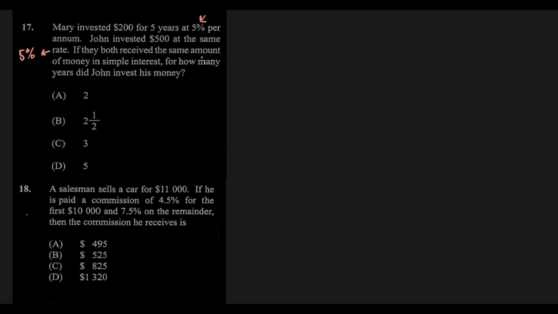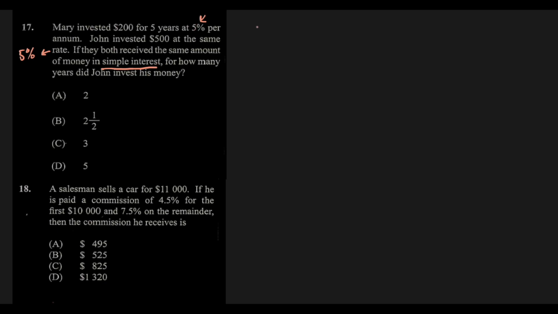If they both receive the same amount of money in simple interest, for how many years did John invest his money? First things first, we need to figure out how much simple interest Mary got. Then we need to figure out what John had to pay for his first year. Once we figure that out, we know how long it's going to take him to get what she got.